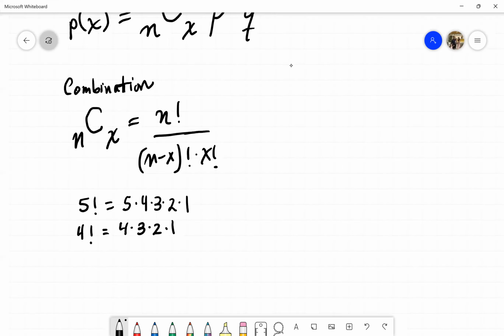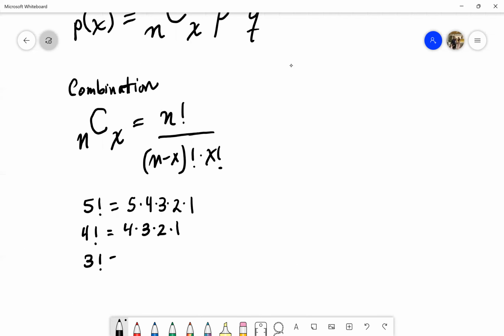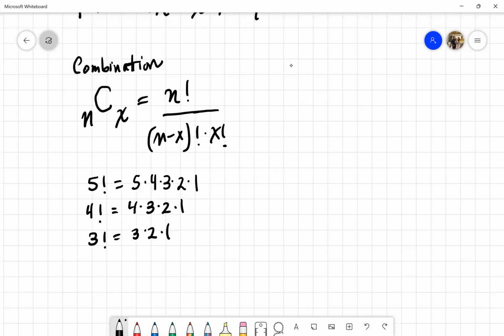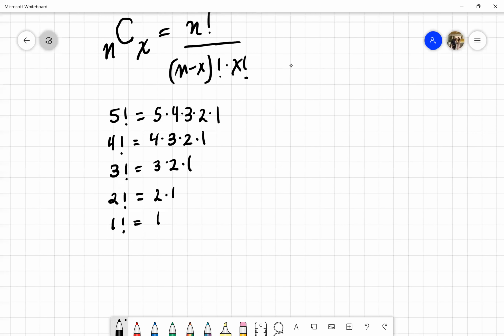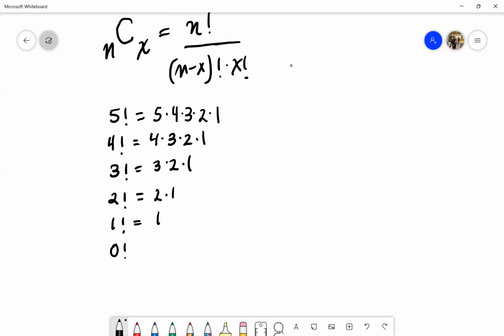Okay, 3 factorial: 3 times 2 times 1. 2 factorial. 1 factorial. What do you think 0 factorial is? One. Yeah, why?